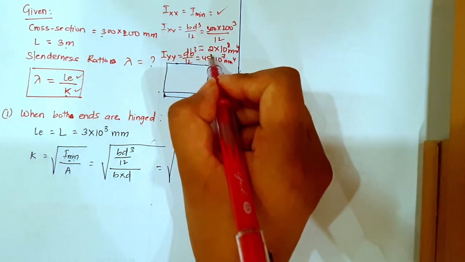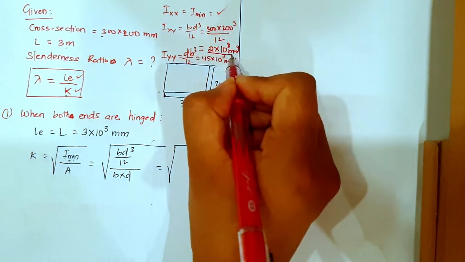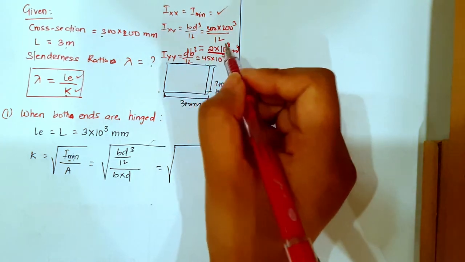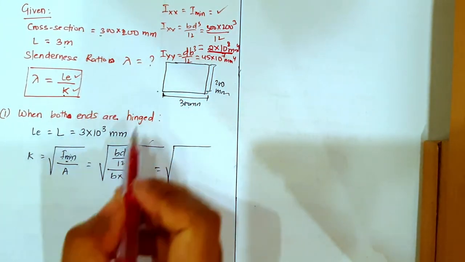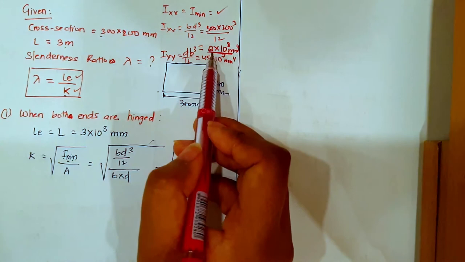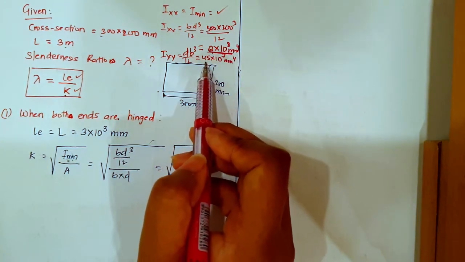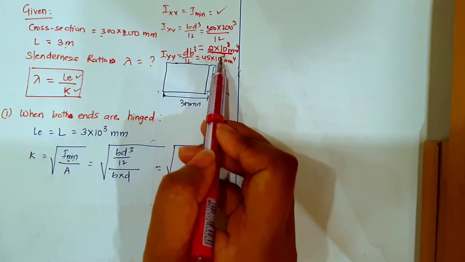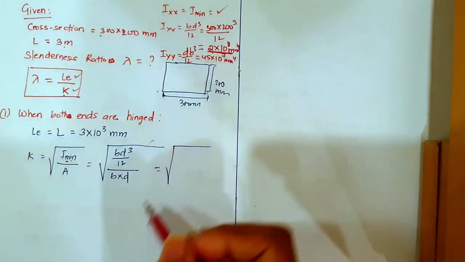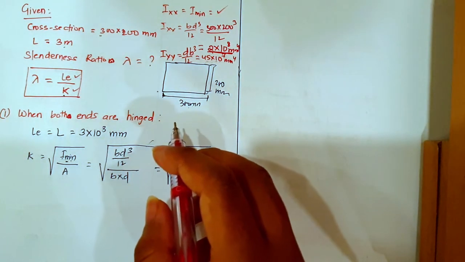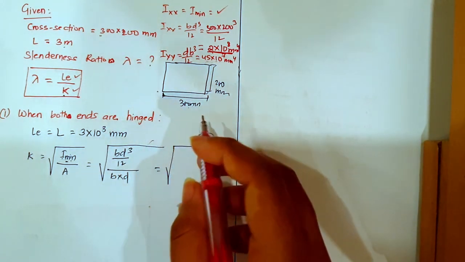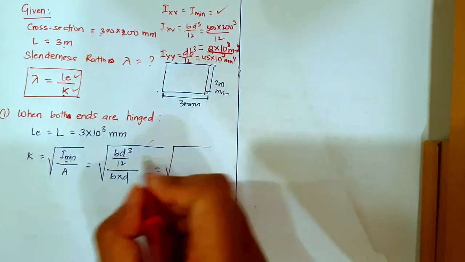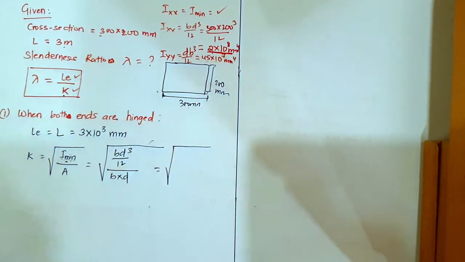Now compare, which one is smaller? This value is smaller, 2 × 10^8, so that is why we take it as the minimum. The other one is coming more, 45 × 10^7. Right? So we take the minimum value.